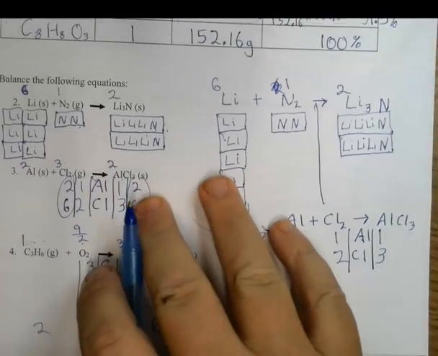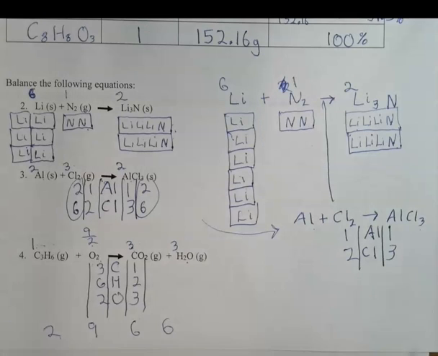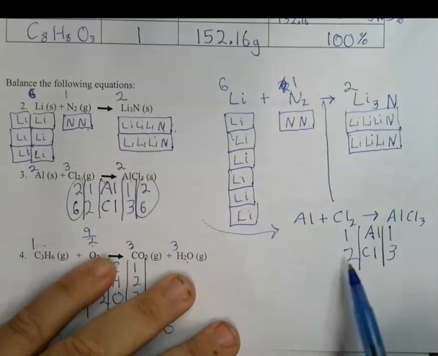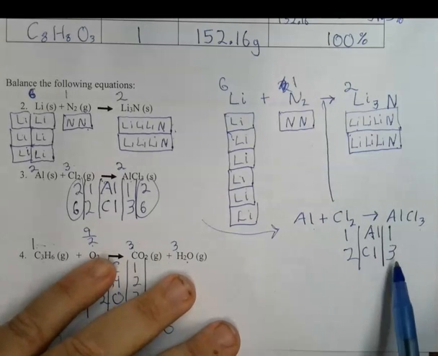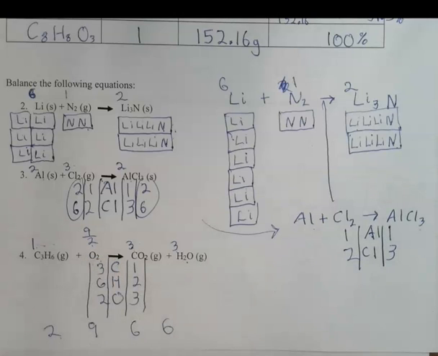Let me get on screen here. My aluminum is already in balance. So I need to work on the chlorine. Now 2 does not go into 3 and 3 does not go into 2. So I need to find the smallest number that they both go into evenly. That number would be 6.